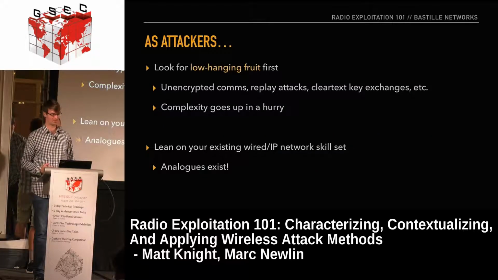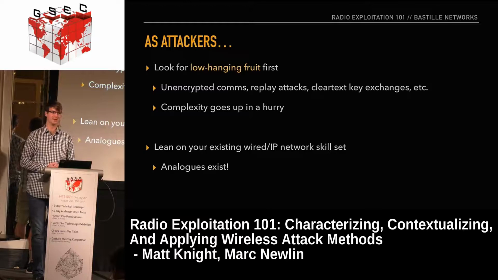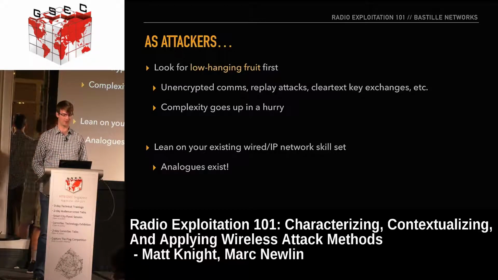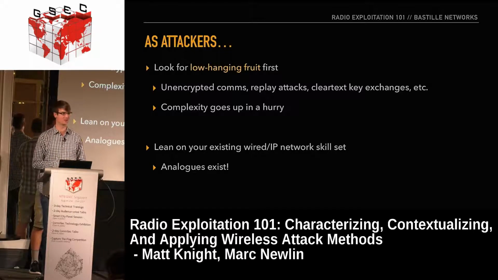So as we go forth, as attackers, when you're looking at wireless systems, always remember to go after low-hanging fruit first. That's because the low-complexity attacks are by far the easiest to implement. Also, given the state of affairs when it comes to wireless security, oftentimes you can get pretty far with them. So always start with sniffing, try your replay attacks, look for things like encryption key exchanges in the clear. After that, complexity goes up in a hurry when you have to start spoofing state and figuring out how all that works. Additionally, lean on your wired and IP network skill set wherever possible, because as we've just shown, analogs exist all over the place.